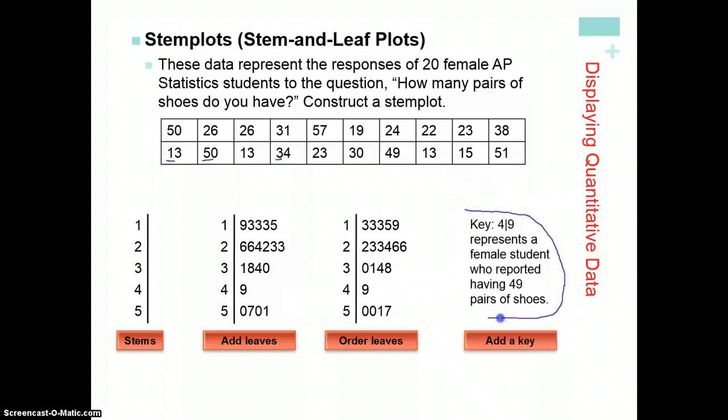and make sure that you label your graphs, just like you'd label your x-axis on your dot plot. You would provide a key in context. You don't just say 49 equals 49. You have to say 49 and what that represents. It represents 49 pairs of shoes. You can get shape, center, spread from this as well.